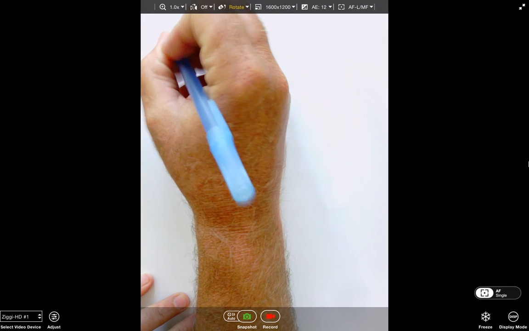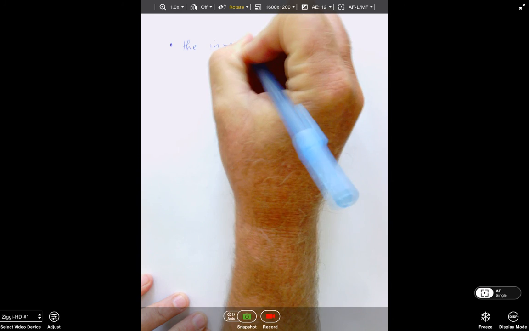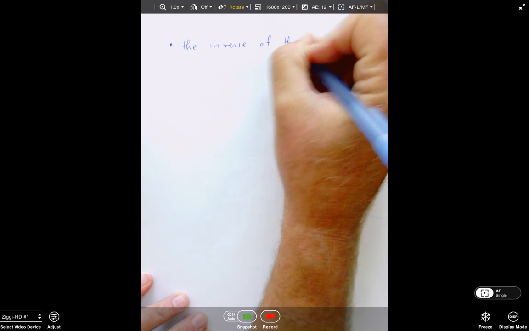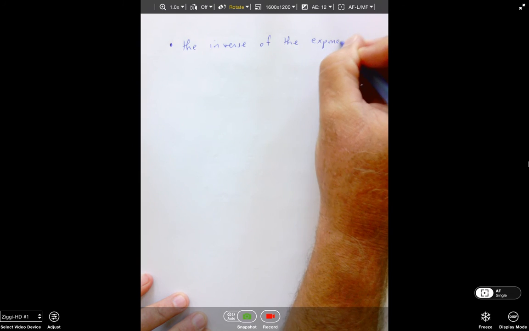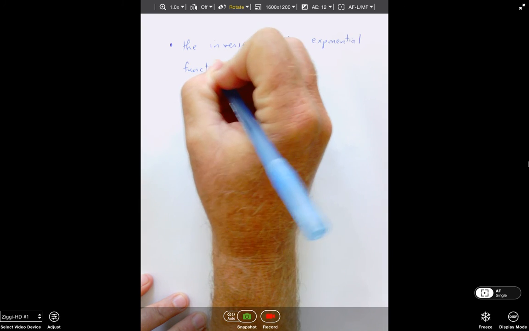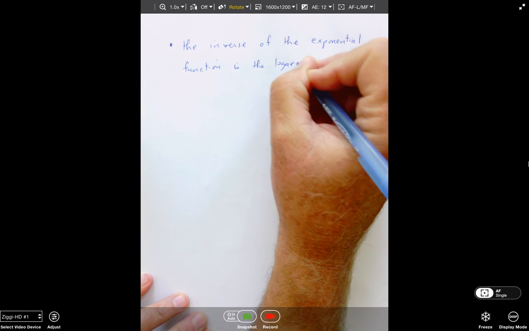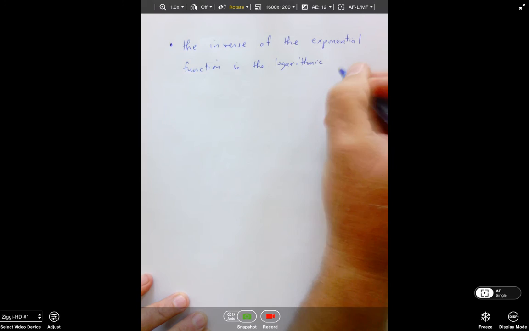Well, guys, it's that theme of doing the opposite that brings in what we call logarithmic functions. And it turns out that the inverse of the exponential function is called a logarithmic function. So very, very, very important. The inverse of the exponential function is the logarithmic function.